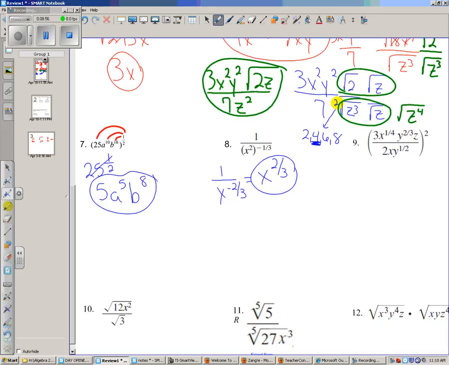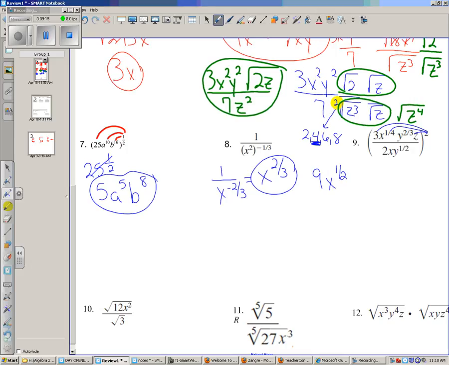Number 9, same thing, a little bit bigger than number 7. In most classes we did do this problem. Starting with number 9, the squared is going to go to everything that's in the parentheses. When it goes to the 3, it becomes 9. When it goes to x to the 1/4, 2 times a fourth is a half.